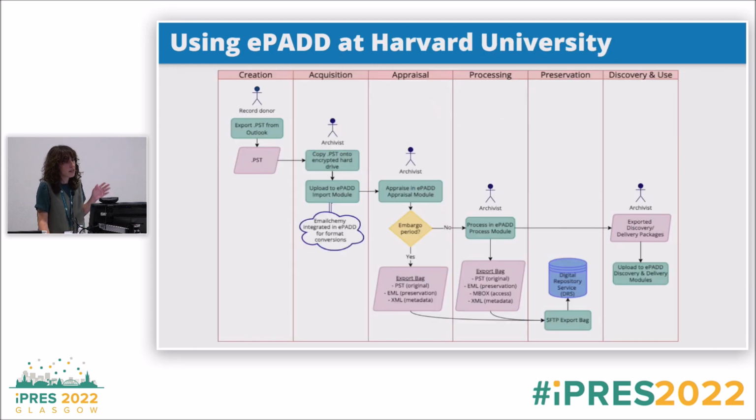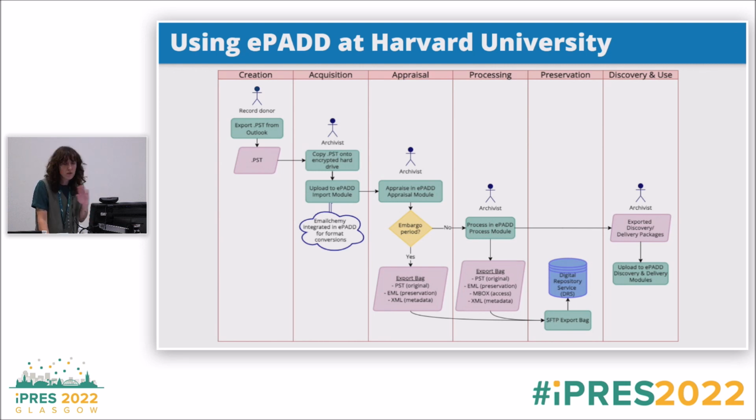This is actually more anticipatory because we're just starting to implement ePADD. We're nearly done decommissioning EAS, our homegrown email archiving system. So this is a kind of a conflation of what we have been doing with EAS and what we're now going to be doing with ePADD. So this is just based on one use case.